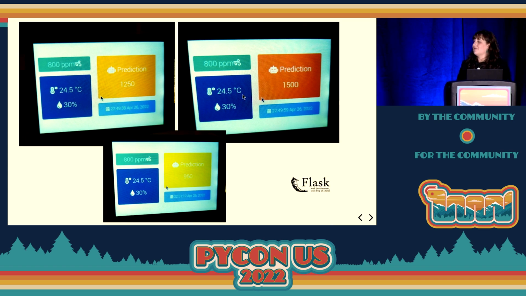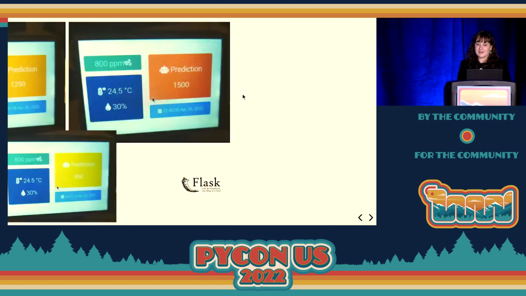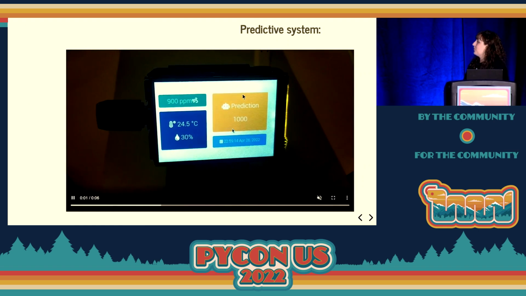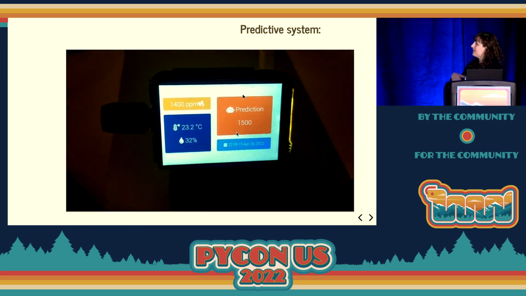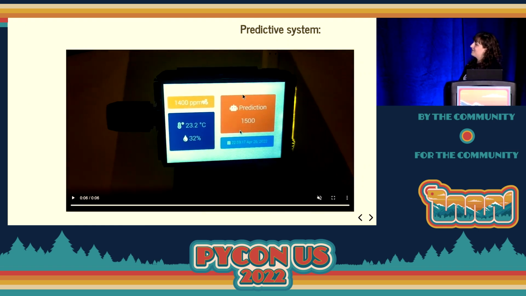For the other values, it's really interesting to have them more frequently. But of course, this depends on the criteria and the things that you need. And this is how it looks.